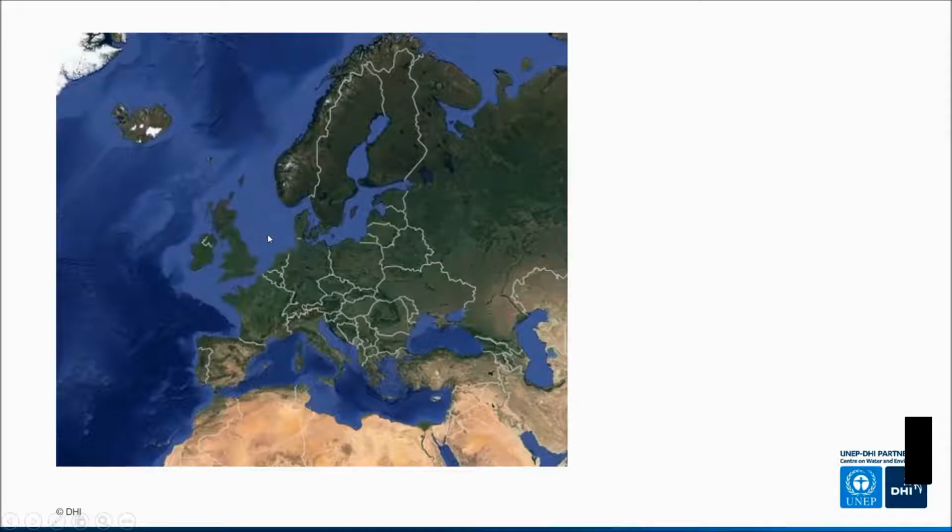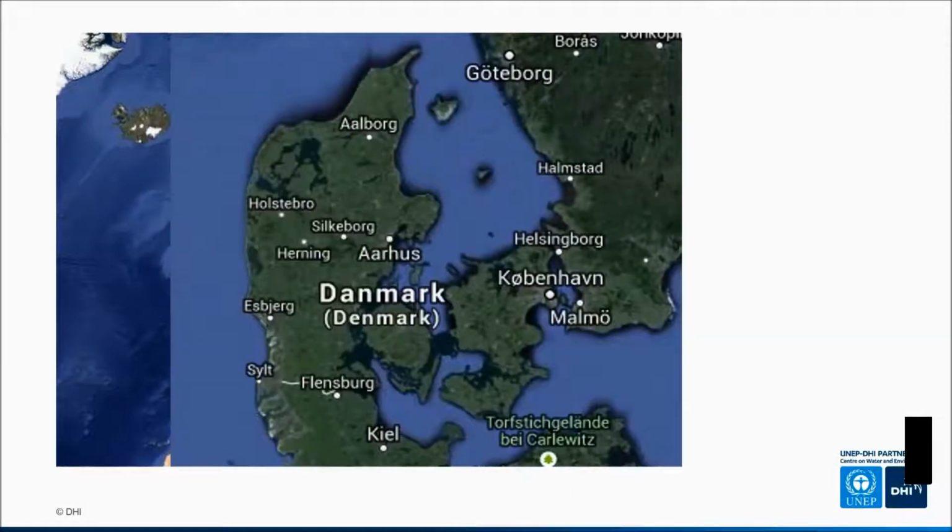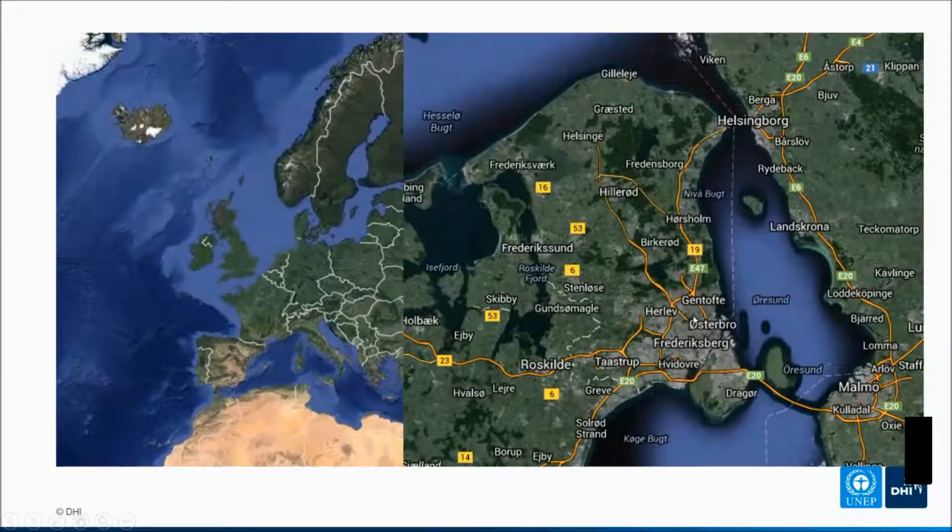For those of you who are not familiar with Denmark, I will just show you here. Denmark is in the middle of Europe, and if we zoom in on Denmark, you can see Copenhagen, the Copenhagen area to the right, very close to Sweden. And if you zoom further in, this is the part of Copenhagen where the harbour is.